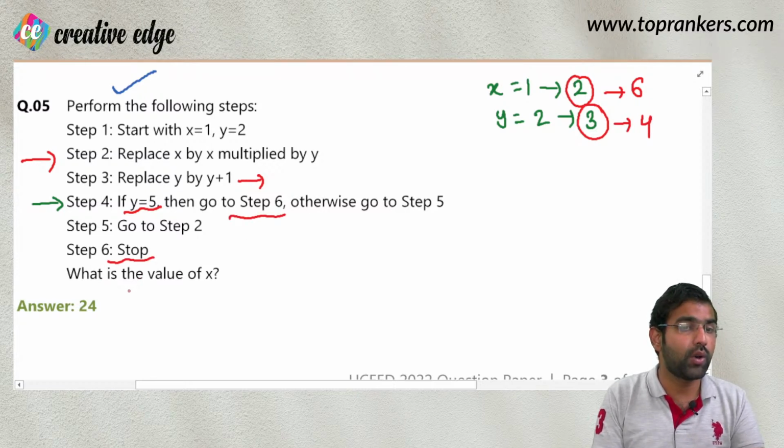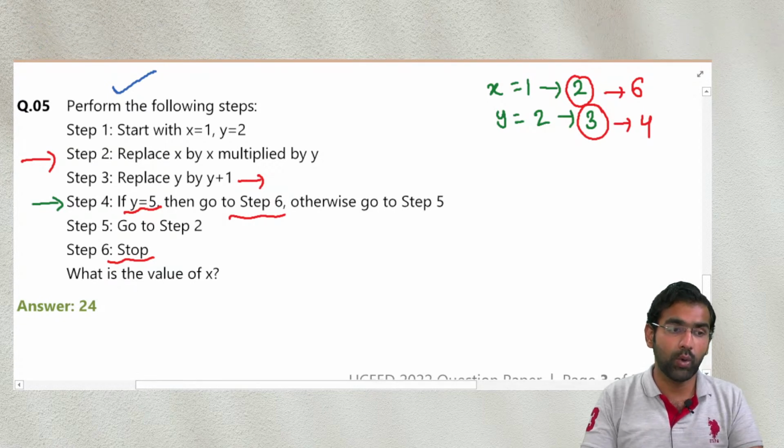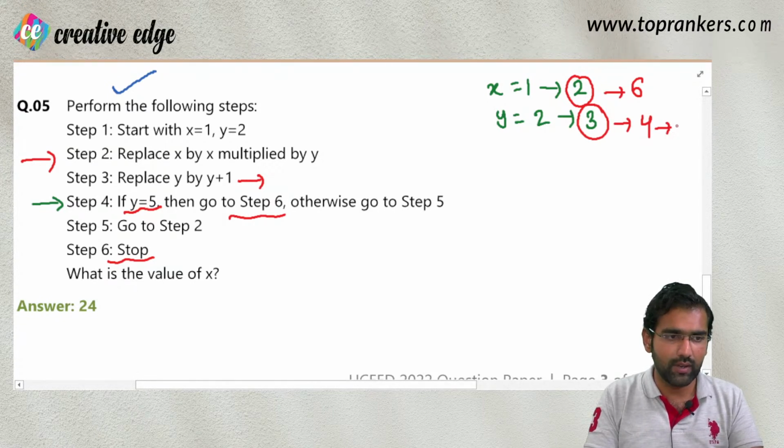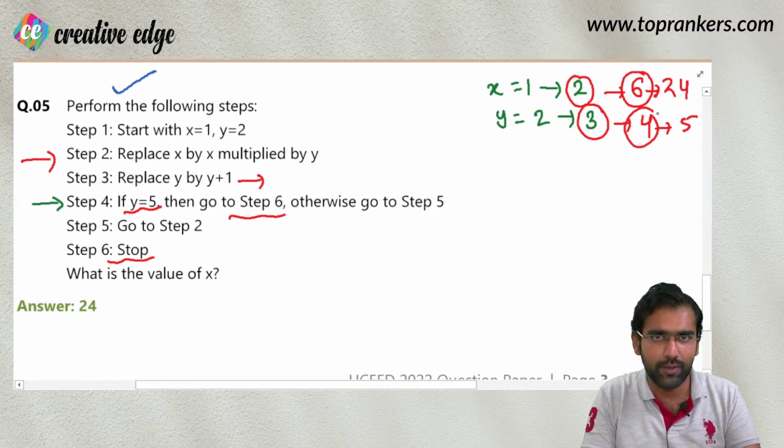Shall I say one more time I need to do it? And one more time when you need to increase y by 1, clearly y 5 तब होगा जब next step में अब वापस x और y को multiply करेंगे, और तब x और y होंगे 6 into 4, 24. I hope this question has been clearly understood by you all.